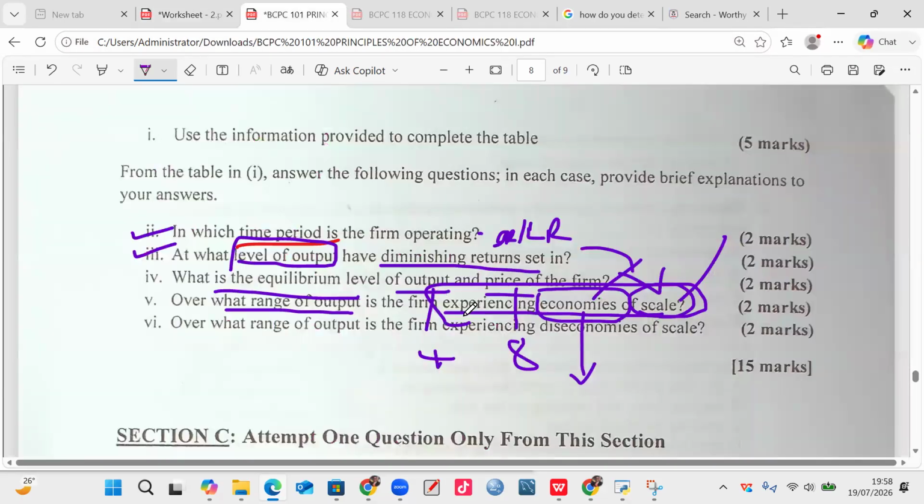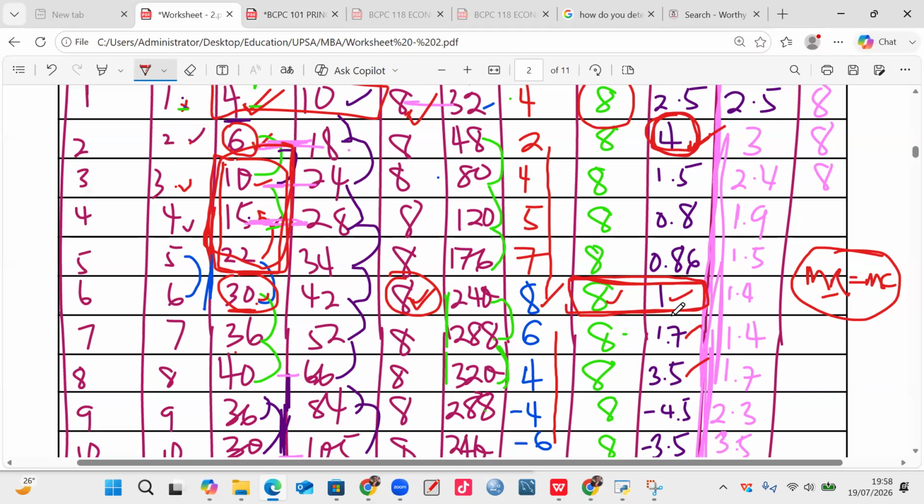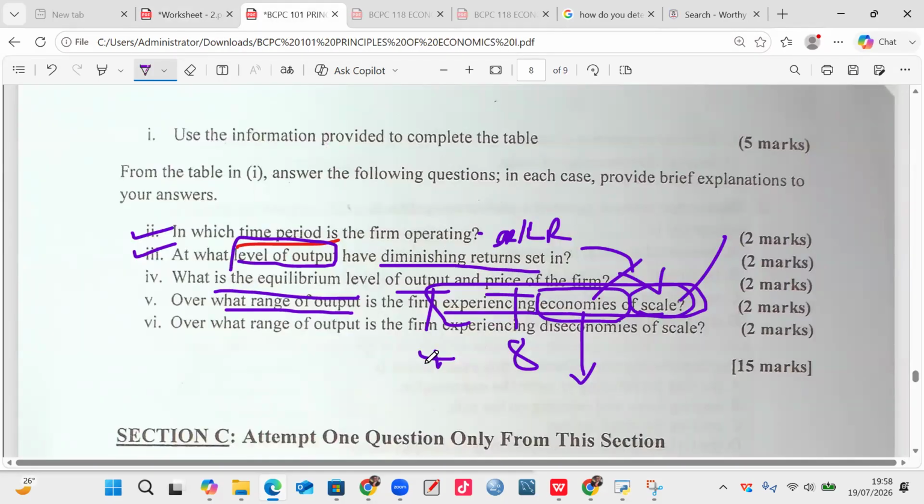The business is experiencing what? Economies of scale. Meaning, the more they produce, the lower the costs. The more they produce, the lower the cost. Immediately after the 30, when they went to 36, now the price began to rise. Have you seen it? Yes, please. Good. That's it. The next question is, over what range of output is the firm experiencing this diseconomies?